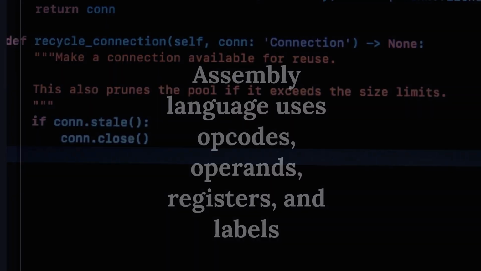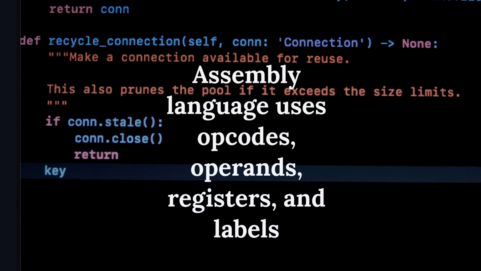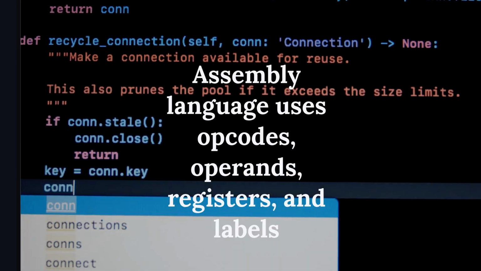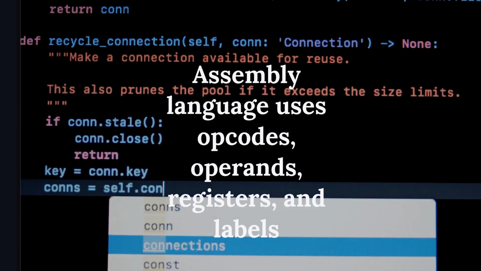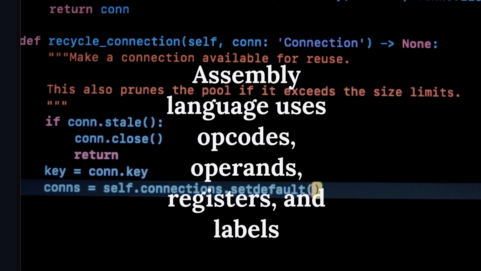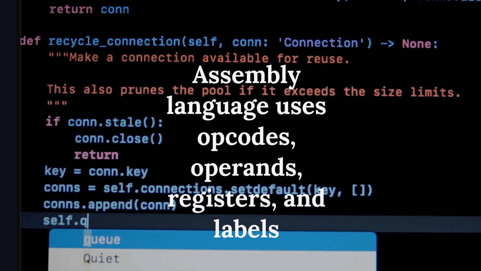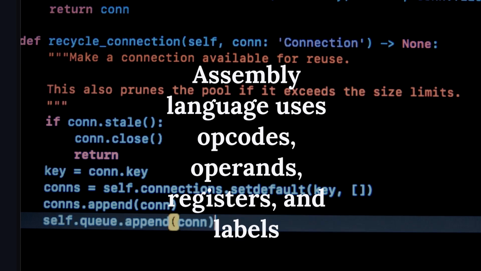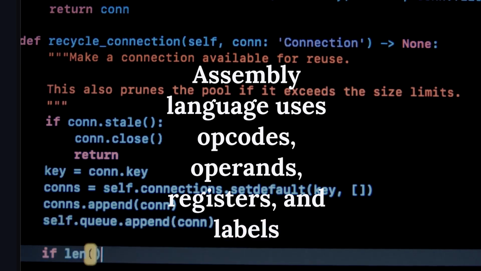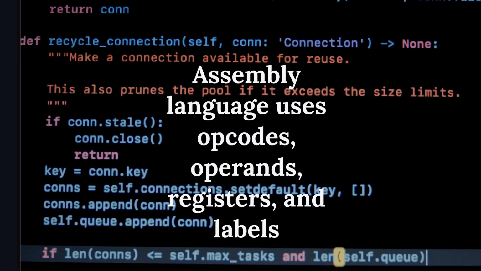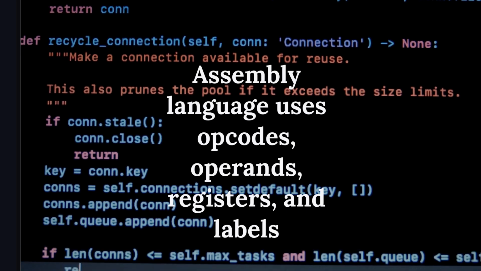Assembly language consists of opcodes, operands, registers, labels, and directives. Opcodes define operations like MOV or ADD, while operands specify data or addresses. Registers are small storage locations within the CPU. Labels identify memory locations or jump points, and directives guide the assembler. Understanding these components is key to mastering assembly programming.